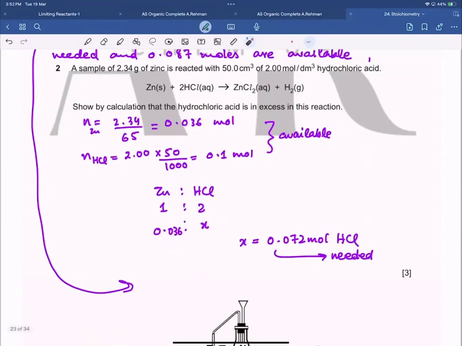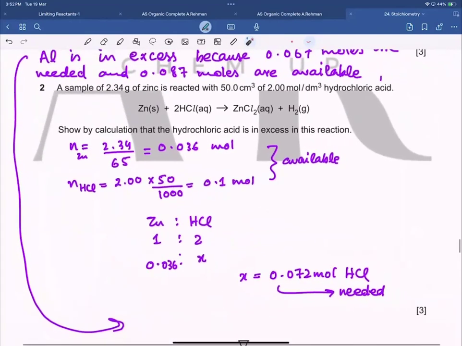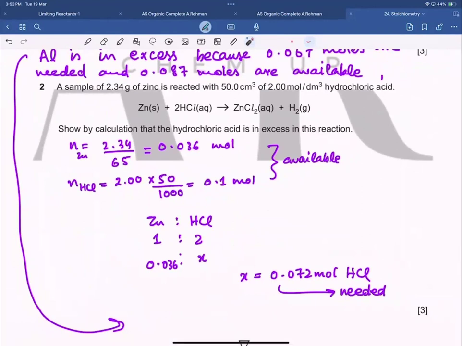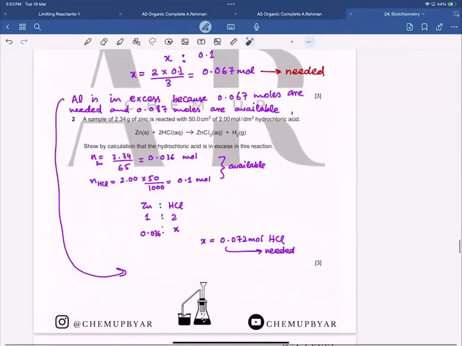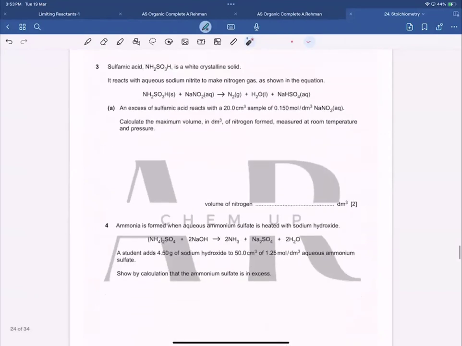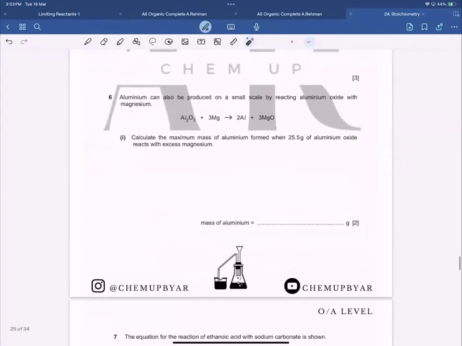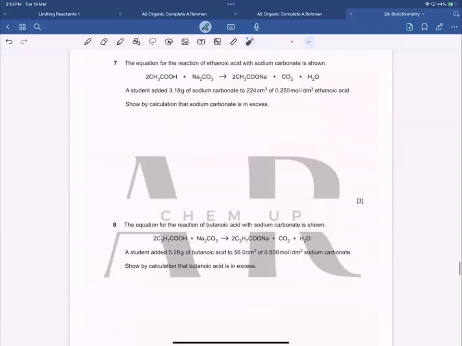Sir, if we have to identify between the limiting and excess, and it is not written which one is in excess, what do we do? So you will do it this way only. You can take the amount of any one and make the other one limiting, the other one excess. For example, I will show you how. I had a question like this.